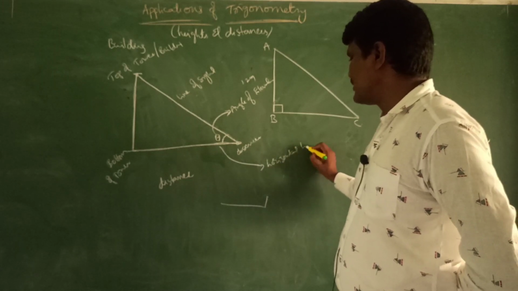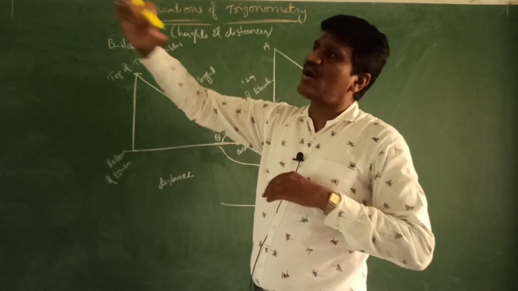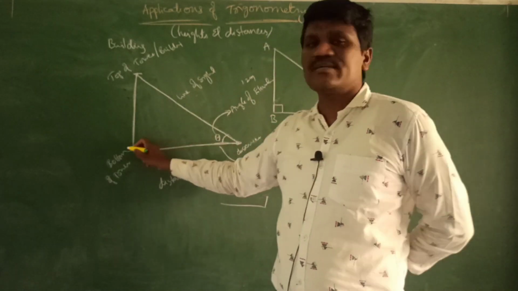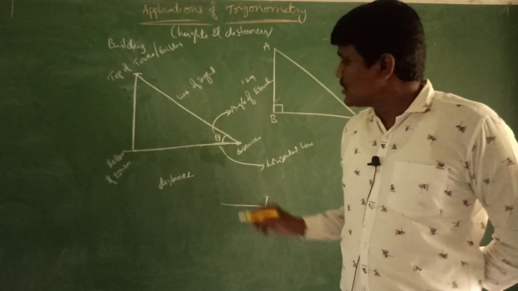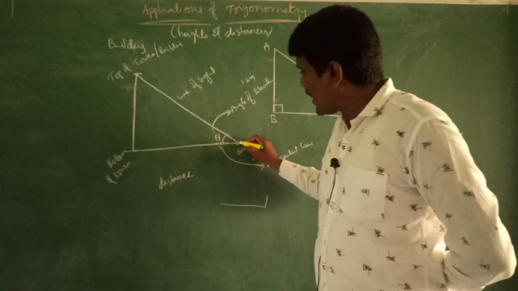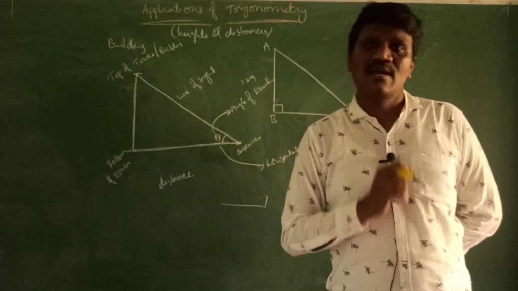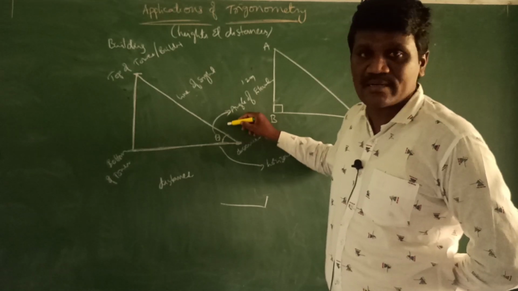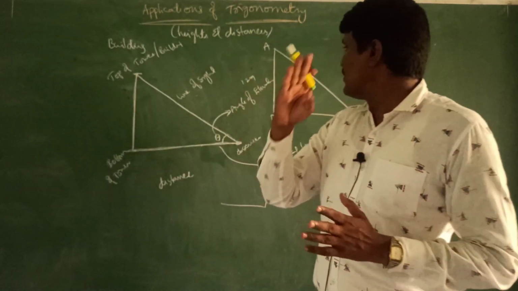Horizontal line. A horizontal line is nothing but, wherever the eye is, the line drawn parallel to the eye is called the horizontal line. So in fact this horizontal line is also a distance in this case. Whenever the eye is here, whichever line is drawn from the eye is called the horizontal line. So here the angle of elevation is above the horizontal line and below the line of sight. Okay, so this is about angle of elevation.